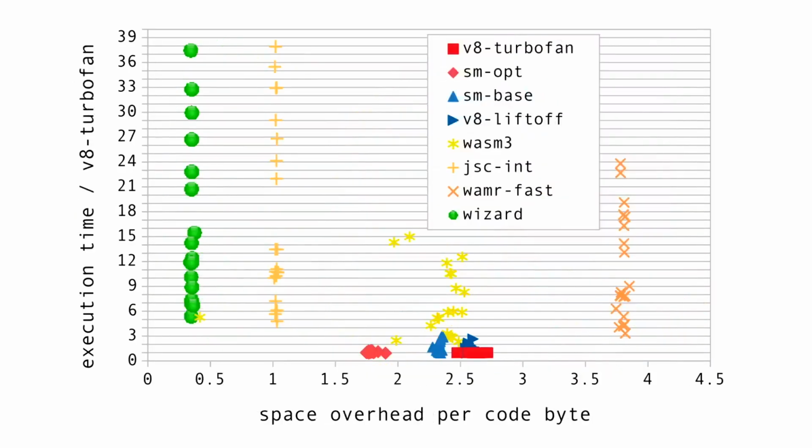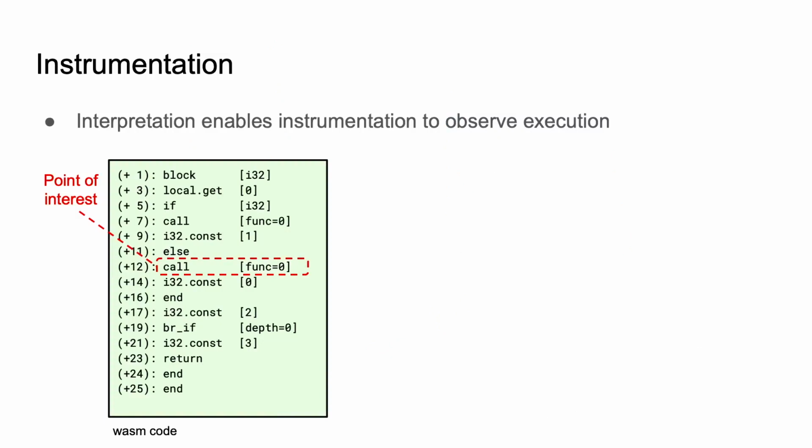So now we're gonna talk about the other things that are great about an interpreter, which is not just its execution time and space characteristics, but you can do things with it, right? Interpretation allows us to do stuff to observe execution and implement instrumentation much easier.